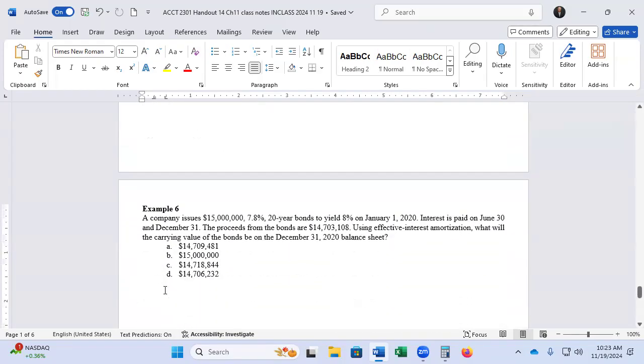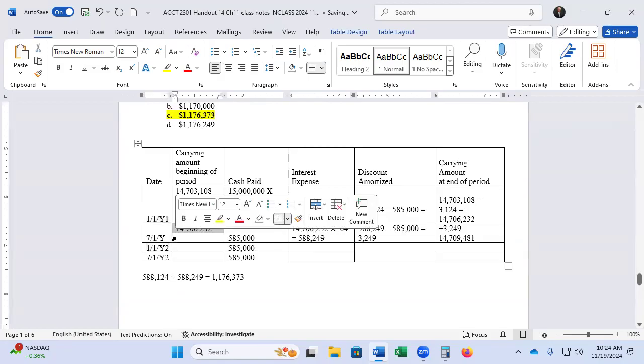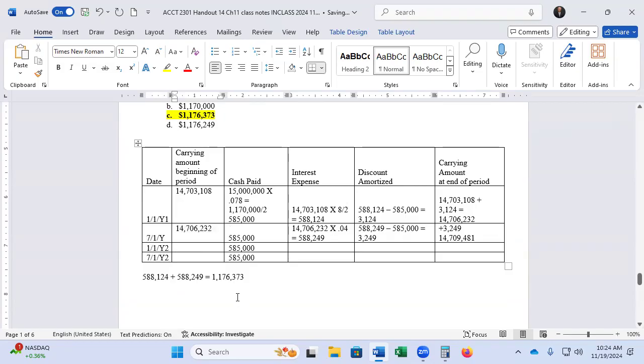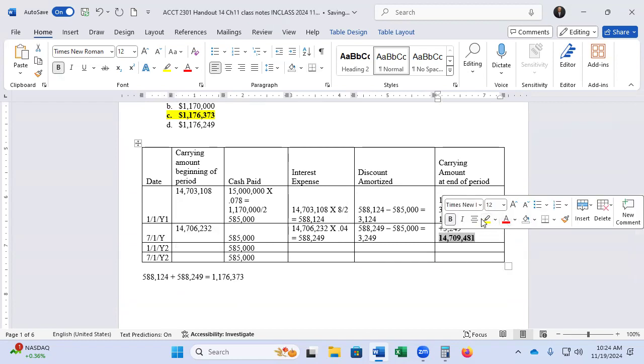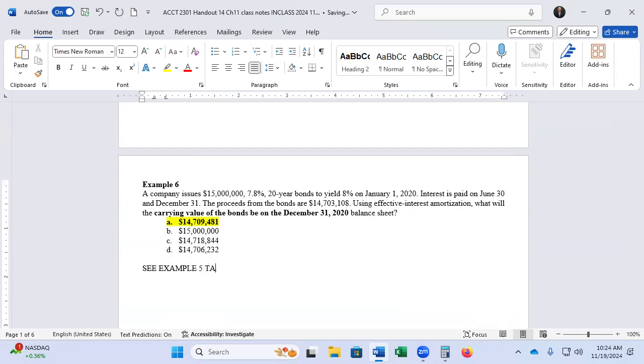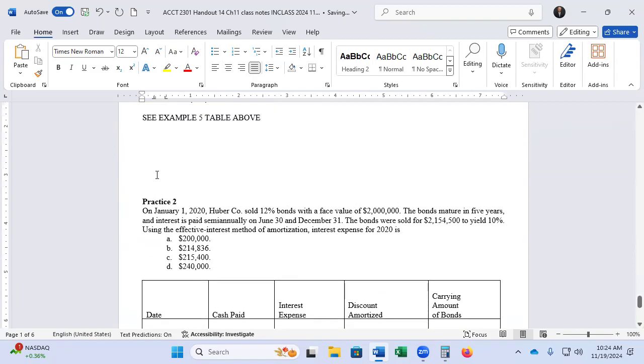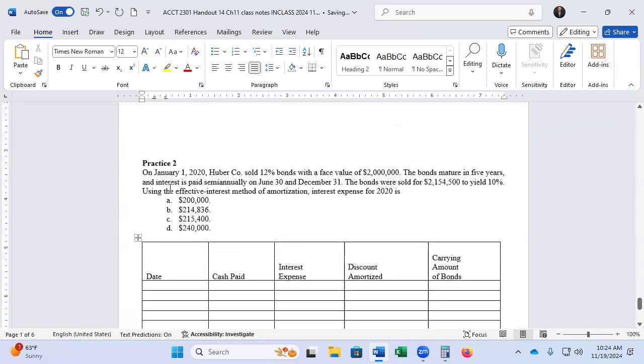Should be straightforward, right? It's asking, what will the carrying value of the bonds be on December 31st, 2020? So this is 2020. What's our carrying value at year end? Right. This is our carrying value. And so our answer is... Okay. You guys got practice number 2 here, and then we are on to practice number 3, and that is it.